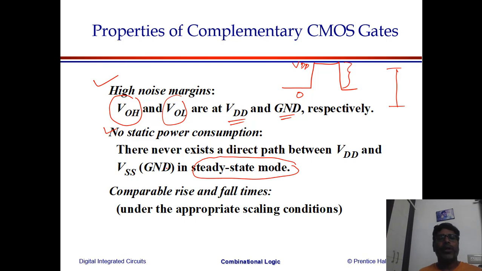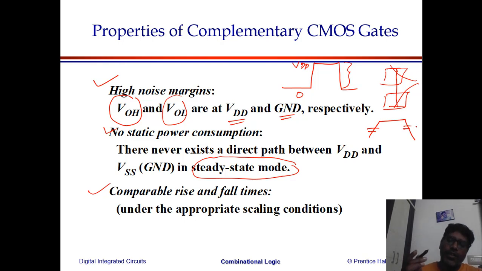Since there is no direct path, current is 0, power is 0. And one more is it has an equal rise and fall time, which means the PMOS network and the NMOS network can be sized such that the rise time and the fall time of an output can be made equal, which means comparatively the rise and the fall of an output can be almost equal. This you can do by appropriately sizing those PMOS network and NMOS network.